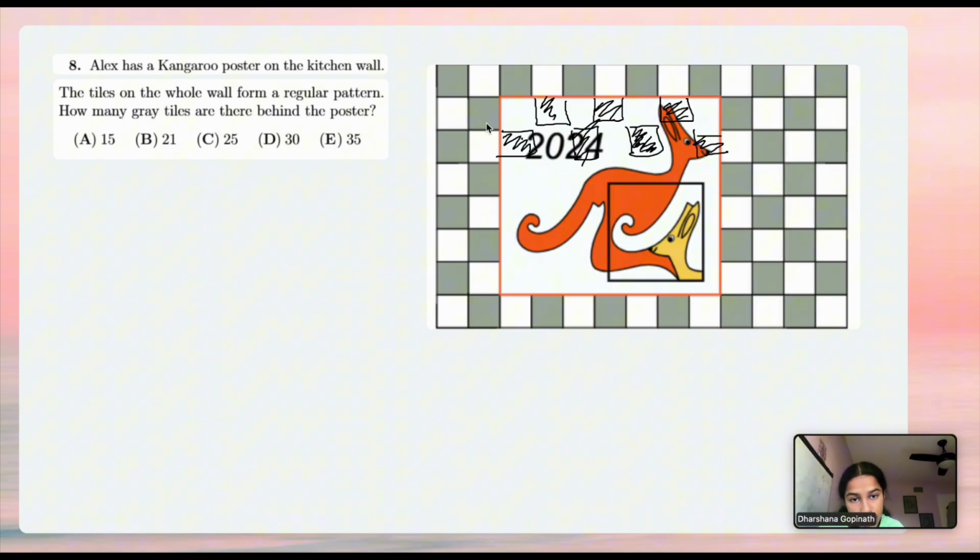And so since there's 6 rows, and on every 2 rows there is 7, that means 7 tiles times 3, because this is 1, 2, 3 of 7. So that means we're going to get 21 gray tiles. So the answer is option B, 21.